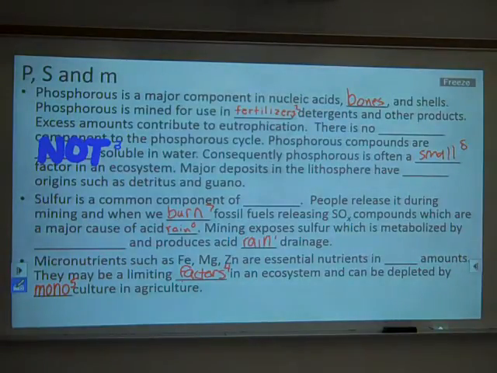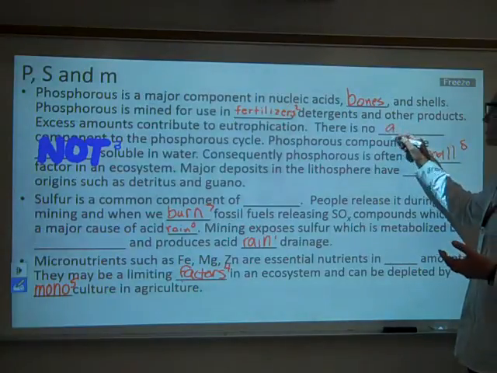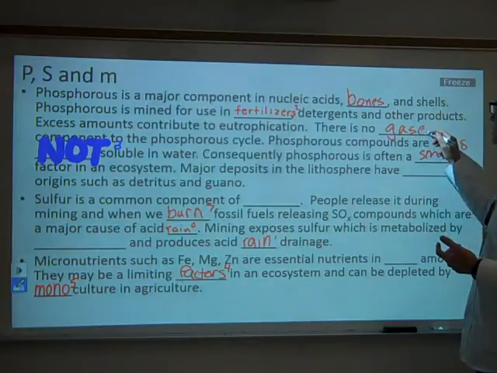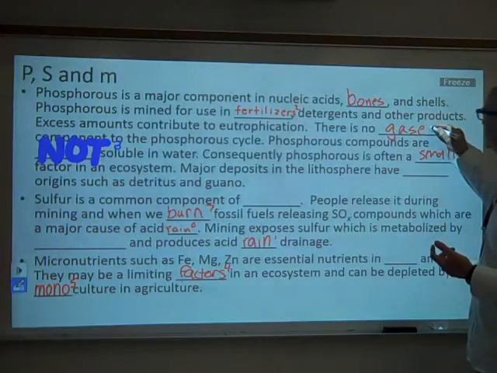We do mine it. Most of phosphorus is in the lithosphere. One reason for that is that it doesn't have a gaseous component for the most part. Under normal conditions, gaseous.